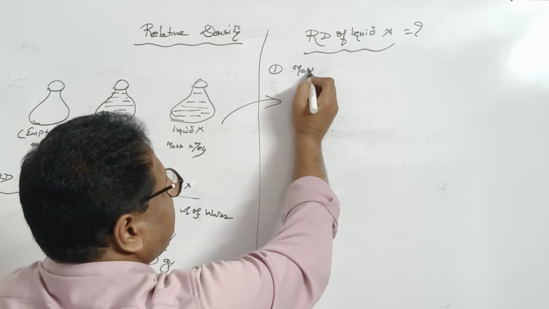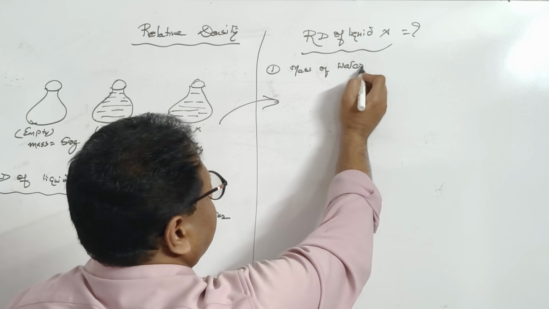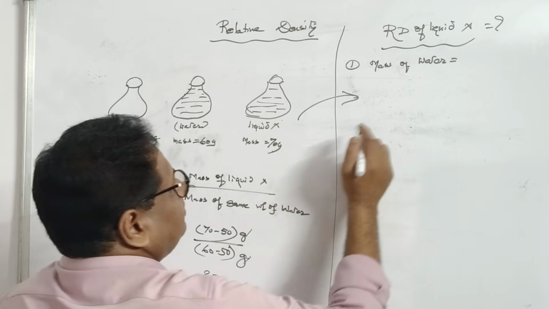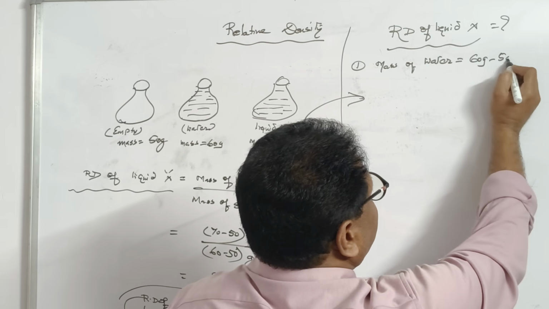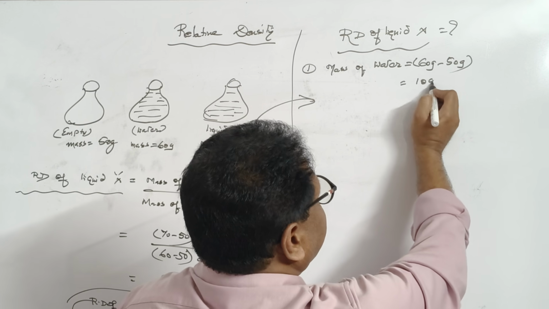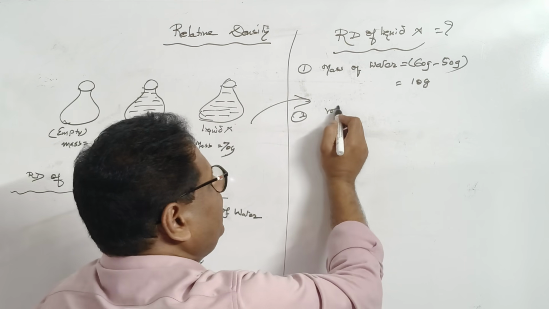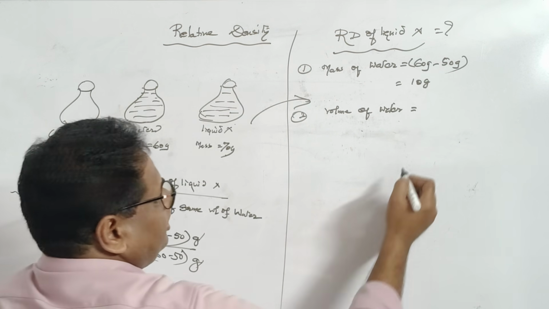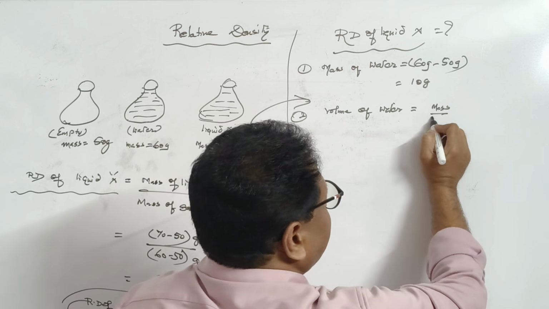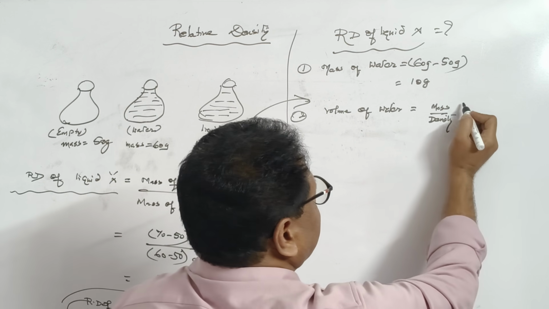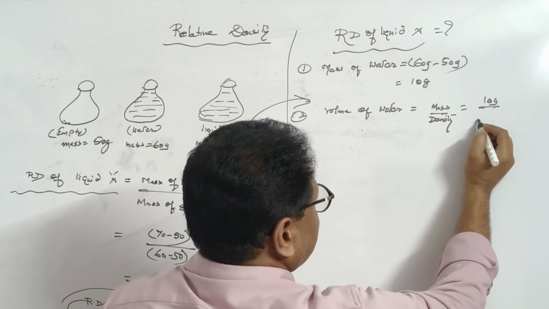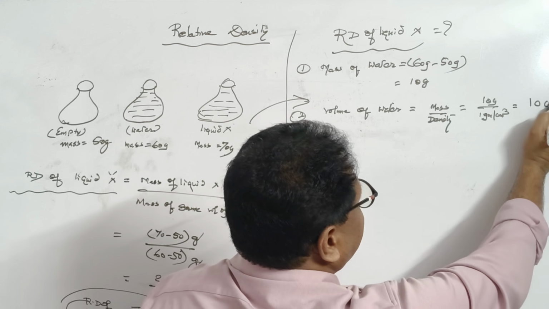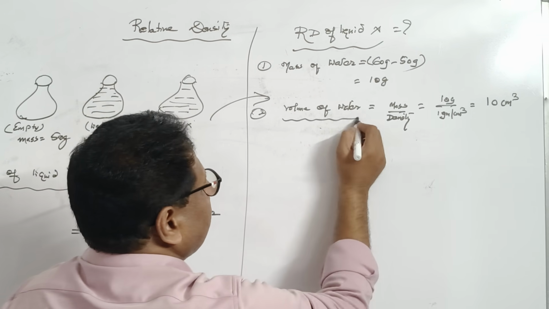First of all, to find the mass of water, we have the expression: mass of the bottle with water, 60 gram, minus mass of empty bottle, that is 60 gram minus 50 gram. So this comes to 10 gram. Now second, we are going to find the volume of water. Volume equals mass divided by density. Mass of water you have got 10 gram, density of water is 1 gram per centimeter cube, so this comes to 10 centimeter cube. This is the volume of water.